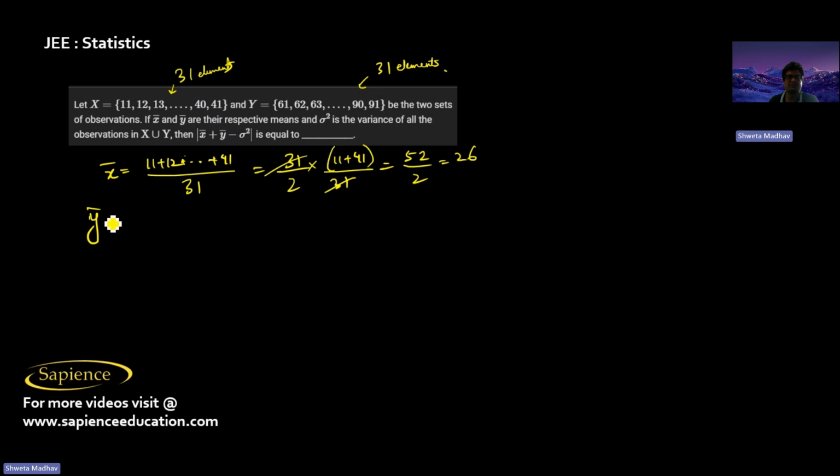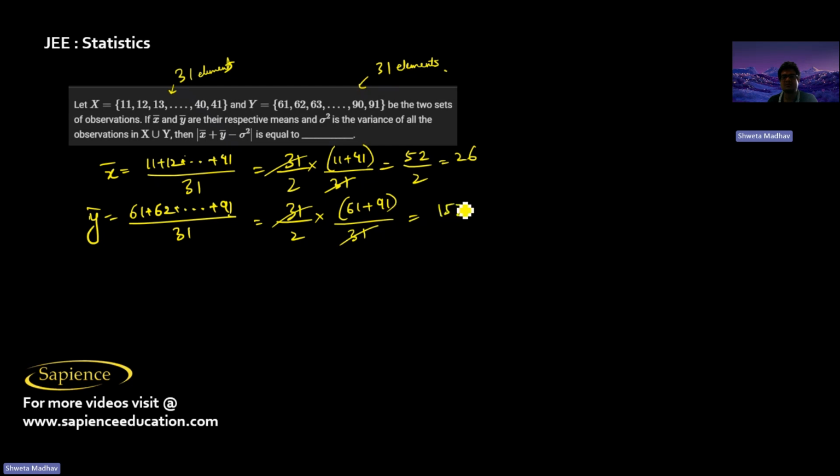Then y bar, which is the mean value of all these observations, is (61 plus 62 plus ... plus 91) divided by 31. So this will be equal to 31 by 2 into (61 plus 91) divided by 31. The 31 gets cancelled, and this is 152 by 2, so that is 76.